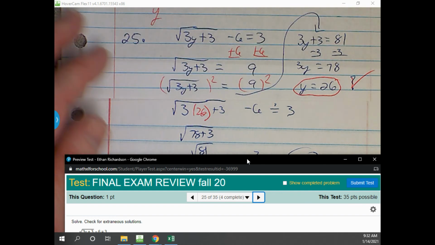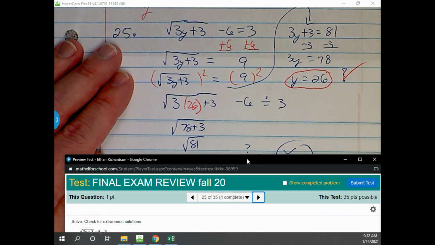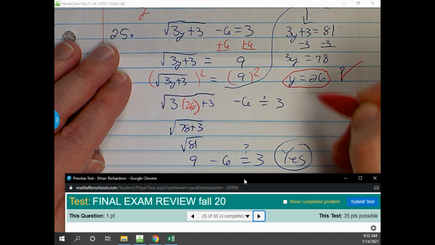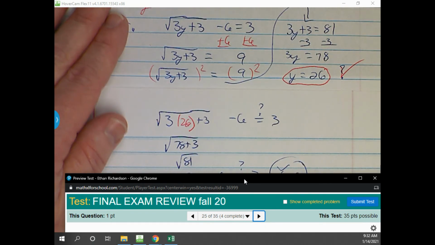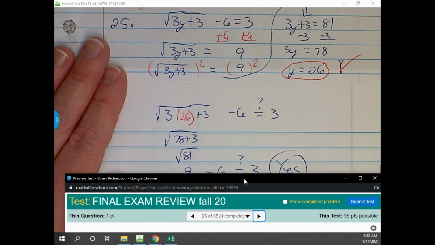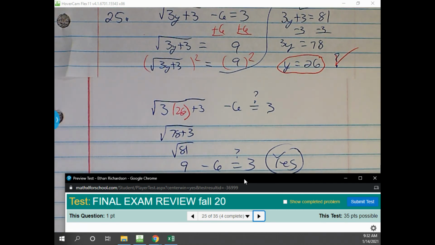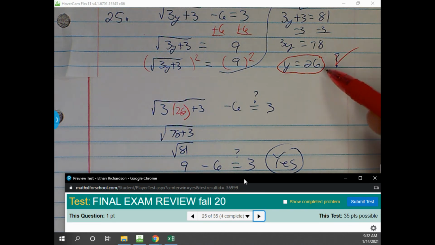Okay, so anytime it says check for extraneous solutions, you've always got to go back and plug that number in and actually make sure that once we get this answer, it actually works out to be what it needs to be. Because sometimes when you get that answer, it may not actually make sense. So y equals 26 would work.